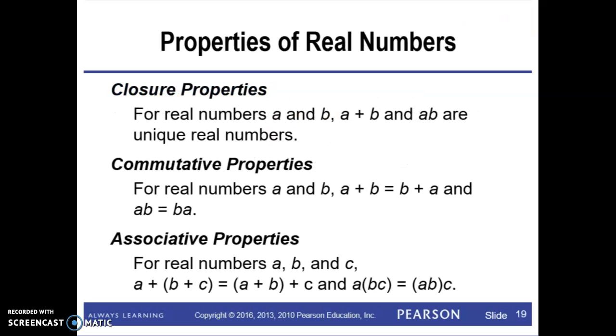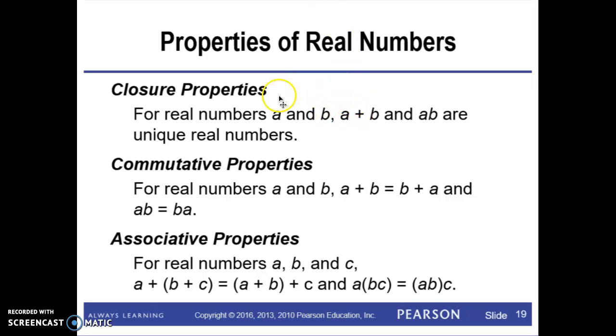So, some properties of real numbers. These properties work for both rational and irrational numbers. We've already looked at most of these properties when we looked at our whole numbers, and then again when we looked at fractions and decimals earlier. But all we're going to say now is that this is included in the idea of irrational numbers.